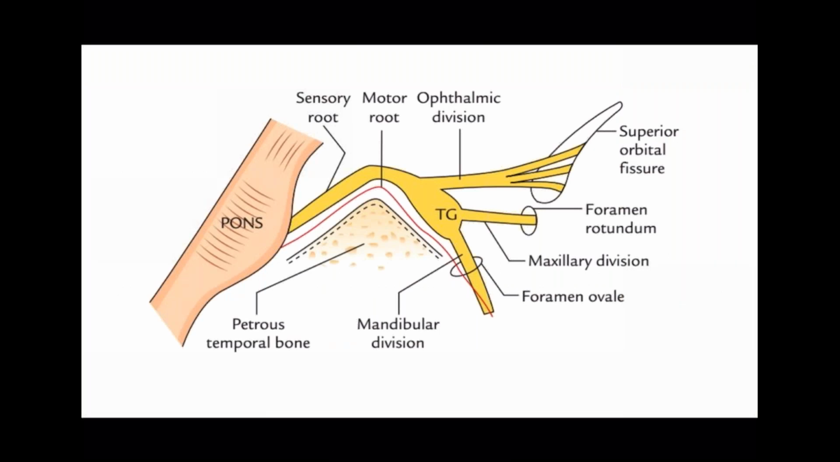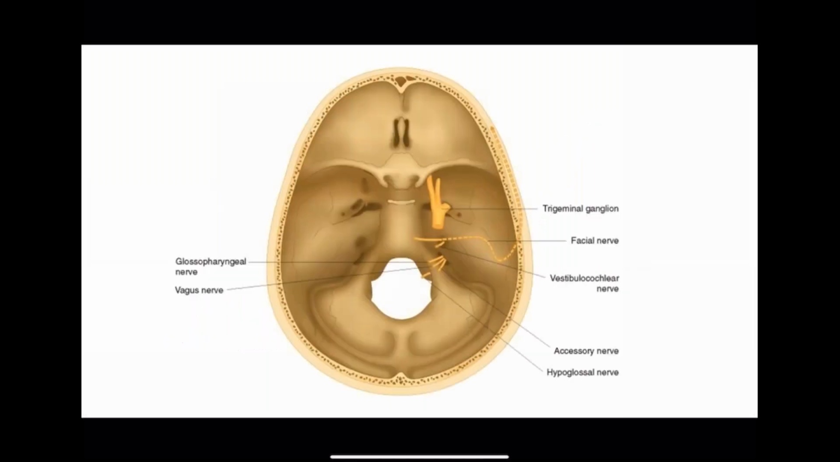So here a better explanation. As you can see, the motor root comes from the pons on the left, going above the petrous bone, and when it leaves from the foramen ovale at the end, it joins the mandibular division. The red line, this is the motor root. And this is the Meckel's cave in the temporal bone, where the trigeminal ganglion and the motor nerve pass with it down.